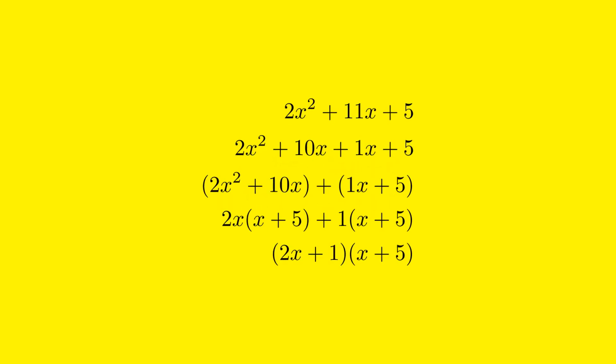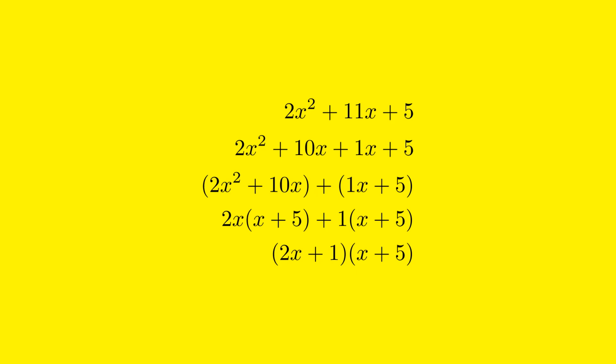Now, let's move to step 2. With our expression altered, we have 2x squared plus 10x plus 1x plus 5. In this step, we will group the terms to prepare for factoring by grouping. Group the first two terms together and the last two terms together. This gives us 2x squared plus 10x grouped in one part and 1x plus 5 grouped in another part.